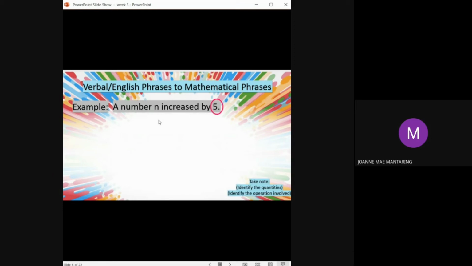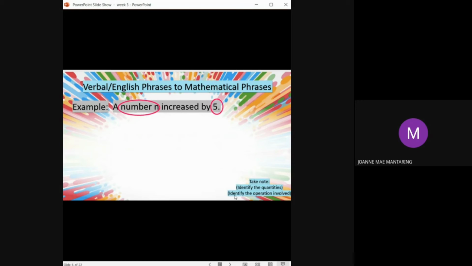Okay, we also have here a number n. This is the n, which is the variable. Quantity rin yan anak, hindi nga lang identified. Hindi nga lang natin alam kung ilan yung value ng n. Kung siya ba ay 0, 3, 2, 1. Pero it is also a quantity. So dalawa po ang quantity natin dito. We have n and 5.